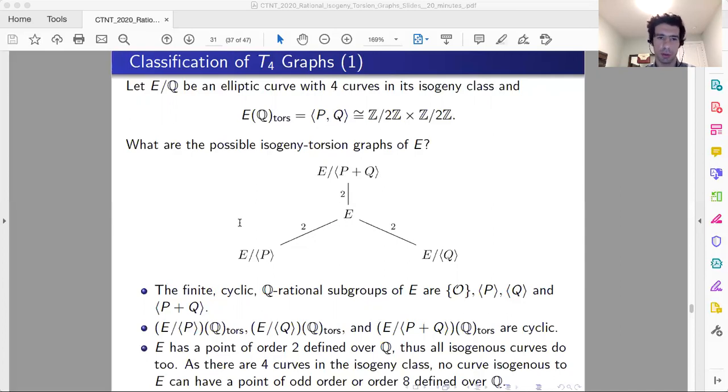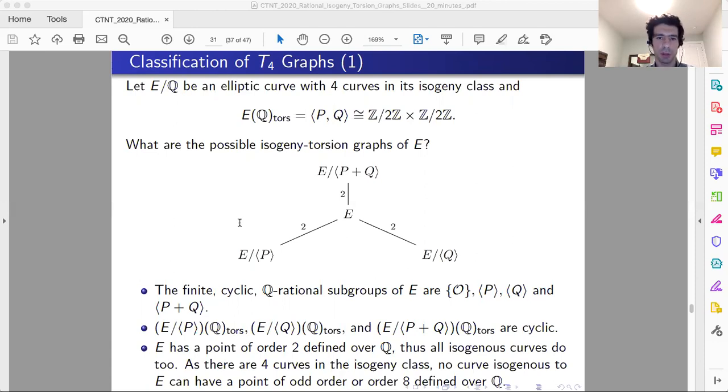We know the middle curve's torsion subgroup is Z2 cross Z2. What about the 3 corners? The finite cyclic Q-rational subgroups of E are precisely the ones generated by the points of E defined over the rationals P, Q, P plus Q, and the identity. E mod P, E mod Q, and E mod P plus Q all have cyclic rational torsion.